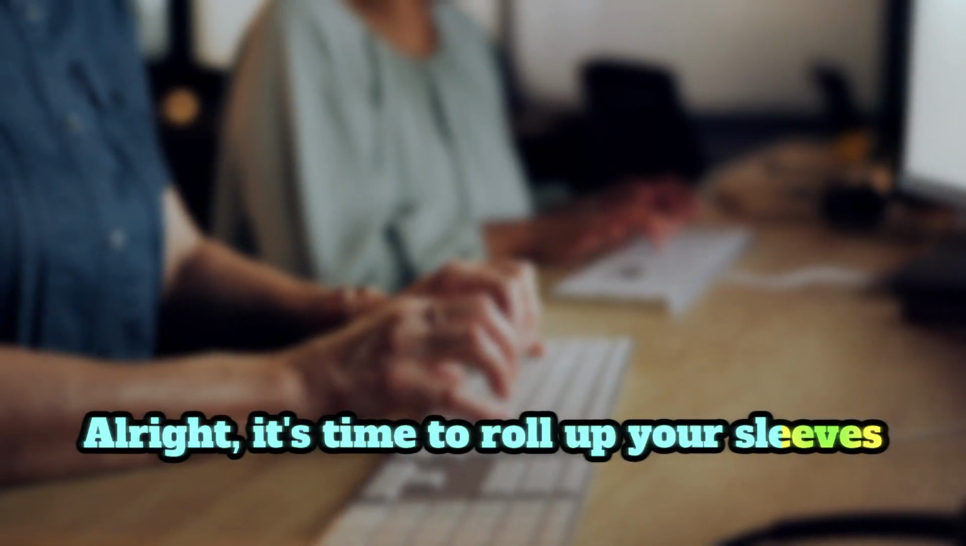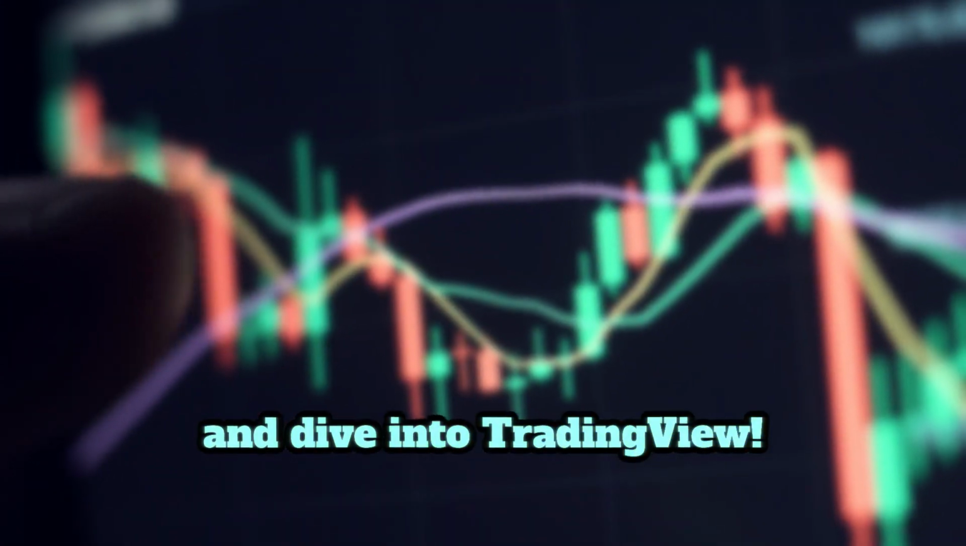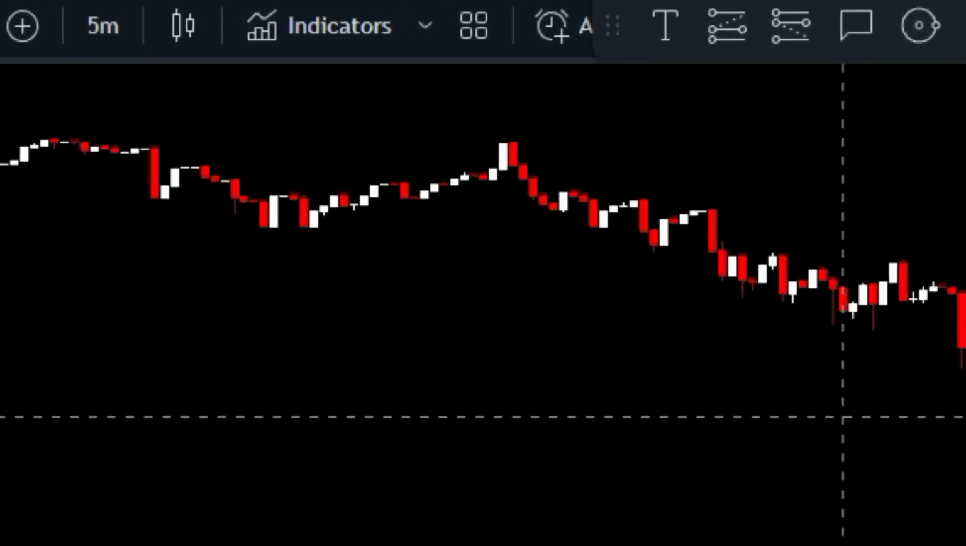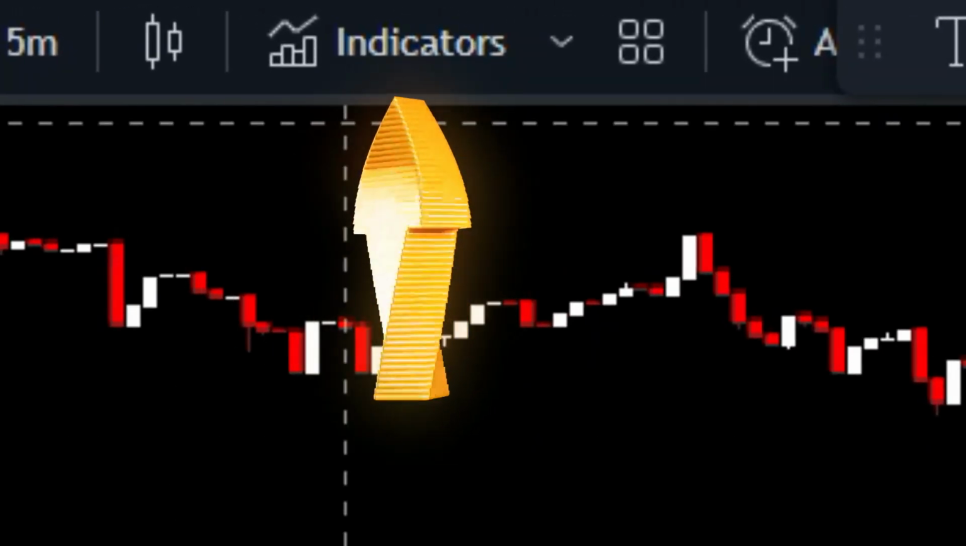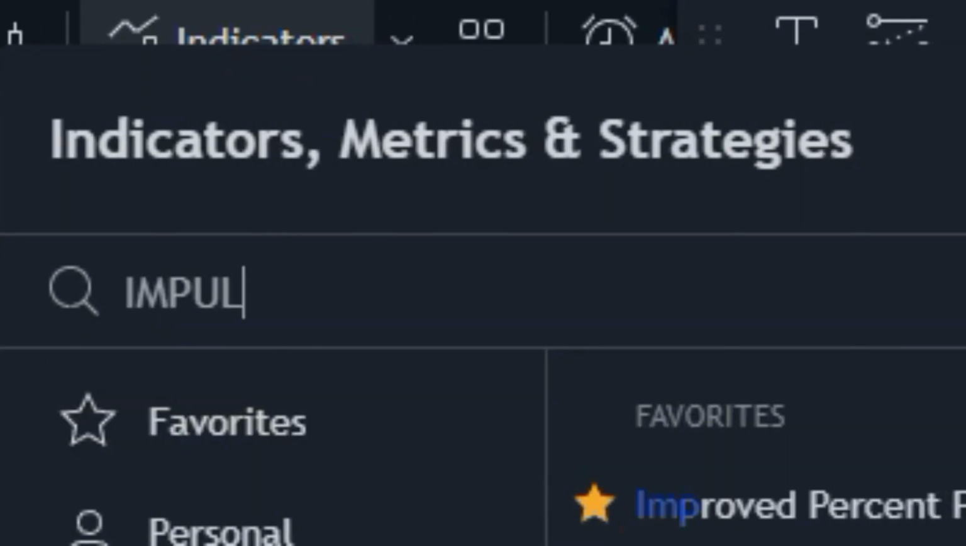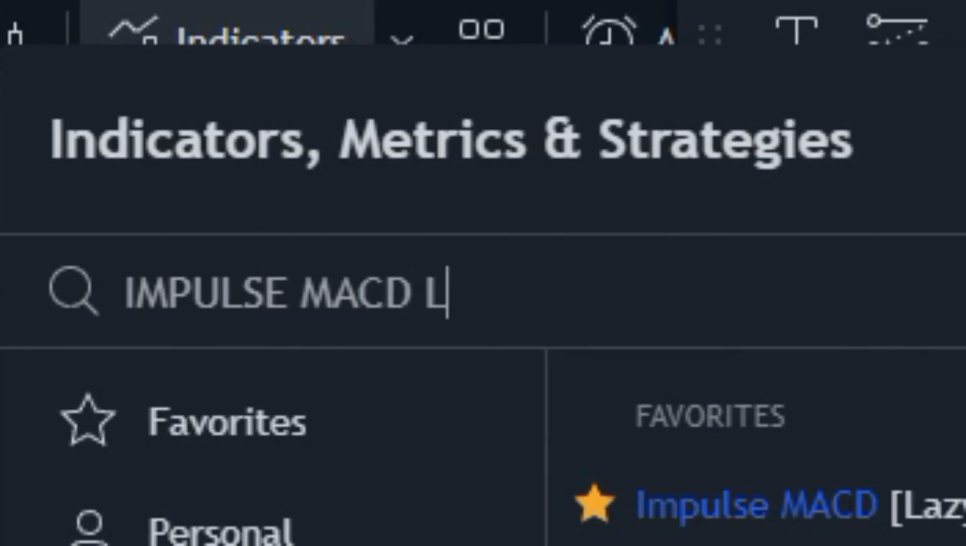Alright, it's time to roll up your sleeves and dive into TradingView. Now let's find these magic TradingView indicators. Head over to the Indicators tab and get ready to search for the first one called Impulse MACD Lazy Bear. Just type it in and voila, it'll appear right before your eyes.